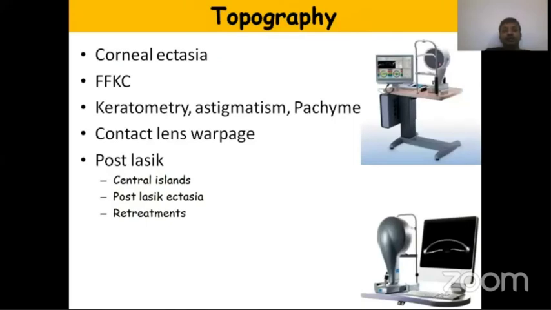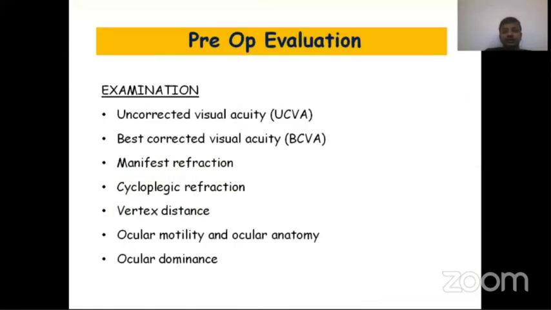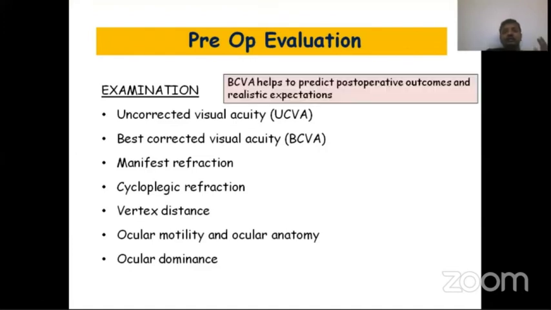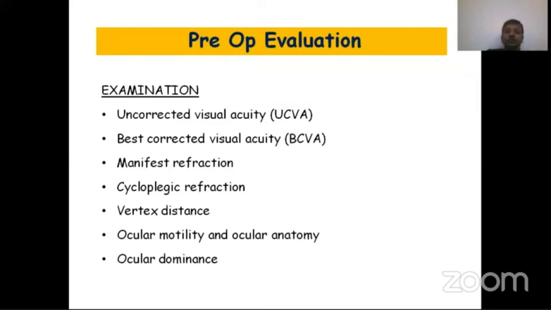And topography evaluation for refractive surgeries has been discussed by the previous speaker. I'll skip it for now. So to summarize this pre-op evaluation: uncorrected and best corrected visual acuity is the most important thing, which helps to predict post-operative outcome and realistic expectations. Suppose a patient has 6/9 BCVA in both eyes, you cannot expect them to give 6/6 or 6/5 in the post-operative period, and this needs to be counseled to the patient properly.